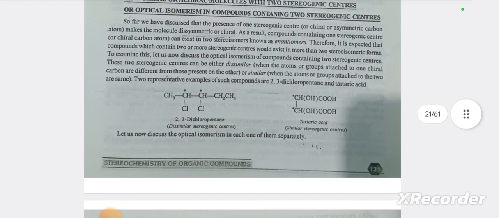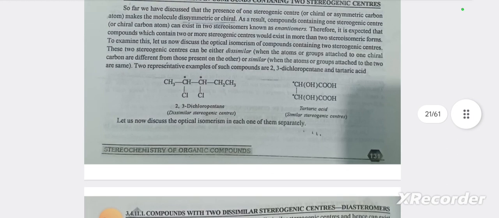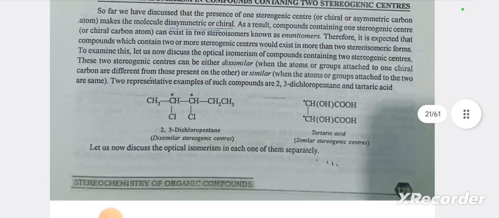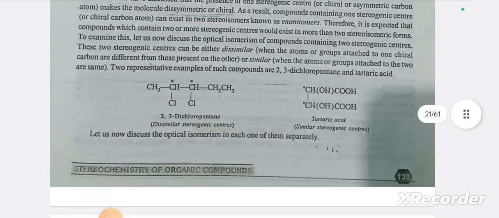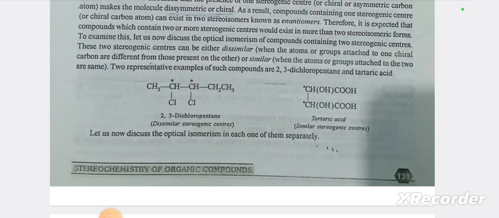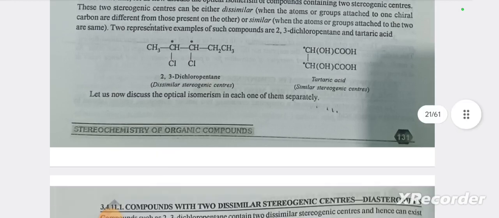Chiral and achiral molecules with two stereogenic centers: optical isomerism in compounds containing two stereogenic centers. So far we have discussed that the presence of one stereogenic center makes the molecule disymmetric or chiral. As a result, compounds containing one stereogenic center can exist in two isomers known as enantiomers. Therefore, it is expected that compounds which contain two or more stereogenic centers would exist in more than two stereoisomeric forms. To examine this, let us now discuss the optical isomerism of compounds containing two stereogenic centers. These two stereogenic centers can be either dissimilar or similar.